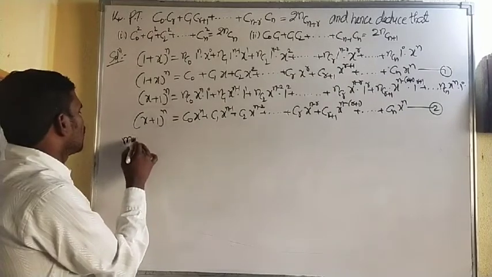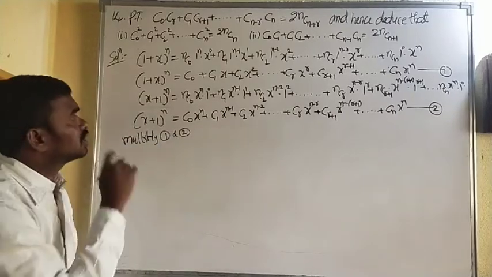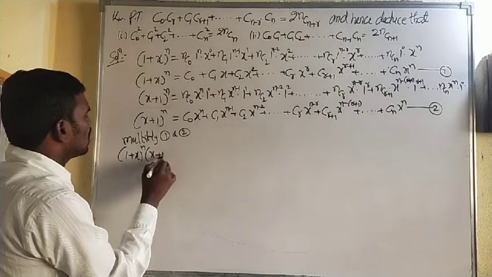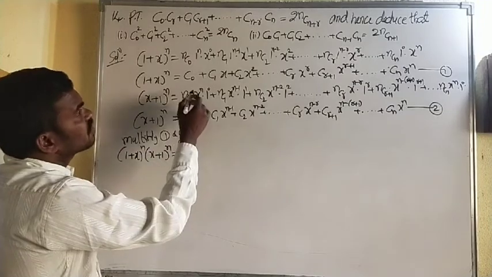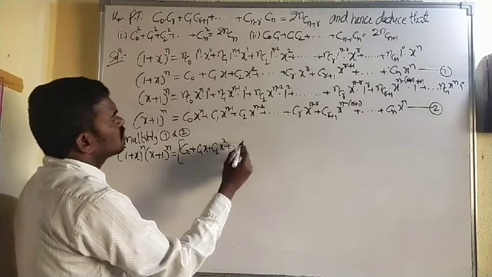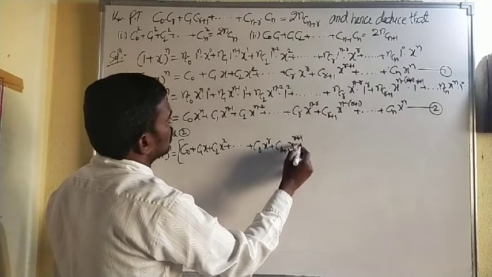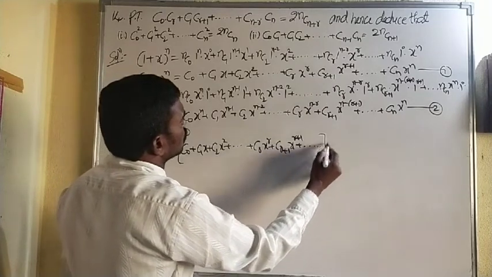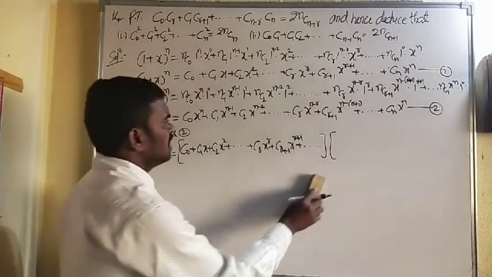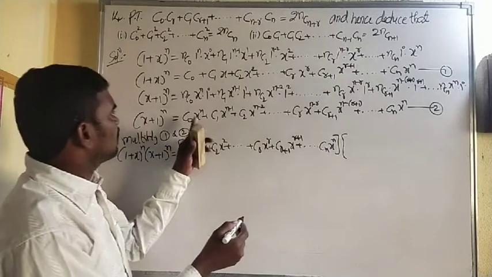So multiplying 1 and 2, what will it become? (1 plus x) whole power n into (x plus 1) whole power n is equal to, what is the first equation? c0 plus c1x plus c2x^2 plus so and so plus cr x^r plus c(r+1) x^(r+1) plus so and so, up to cn x^n, into, what is the second equation?